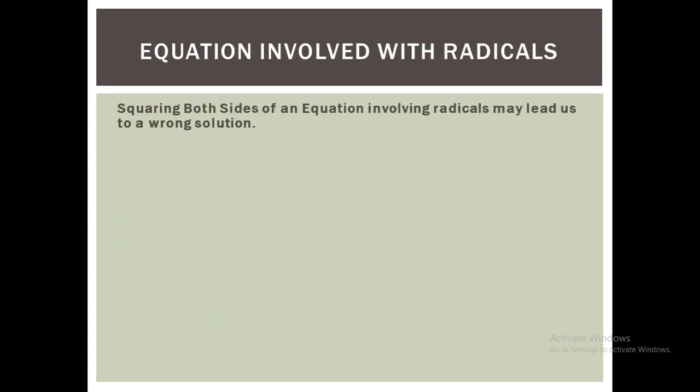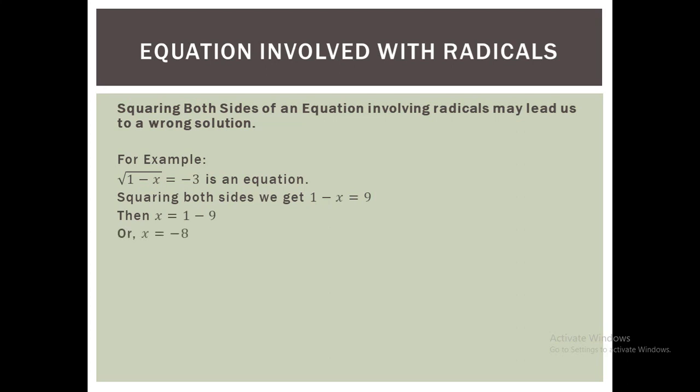So what is the problem? Squaring both sides of an equation involving radicals may lead us to a wrong solution. For example, root over 1 minus x equal to minus 3 is an equation. Squaring both sides, we get 1 minus x equal to 9. x is equal to minus 8.